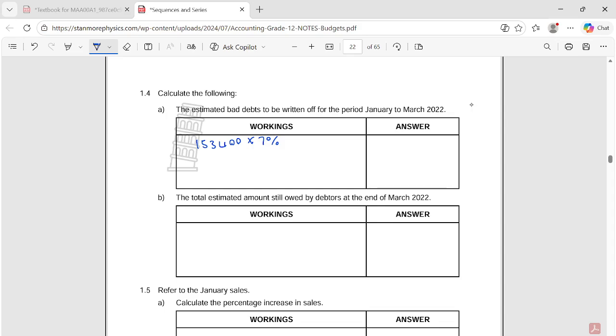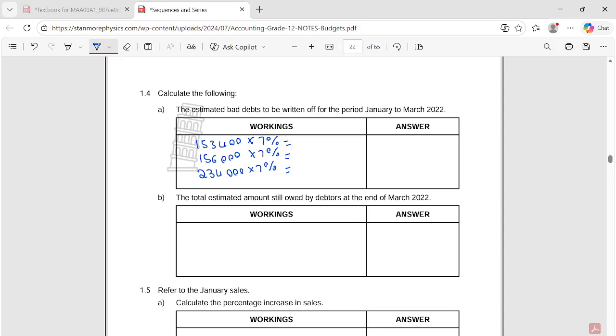And then for the month of November, we're going to say, okay, 156,000 multiplied by 7%, right? And then for the month of December, we're going to take that amount, 234,123, multiplied by 7%. Then you calculate these amounts. The total amount is going to go to your bad debts, right?